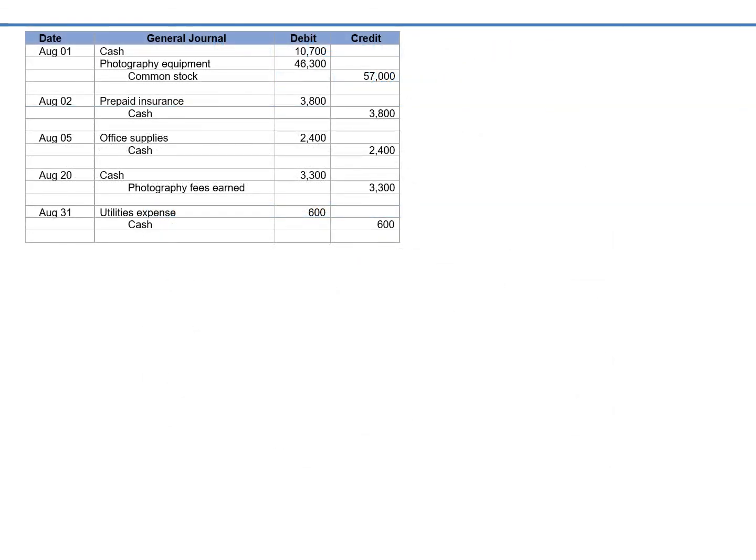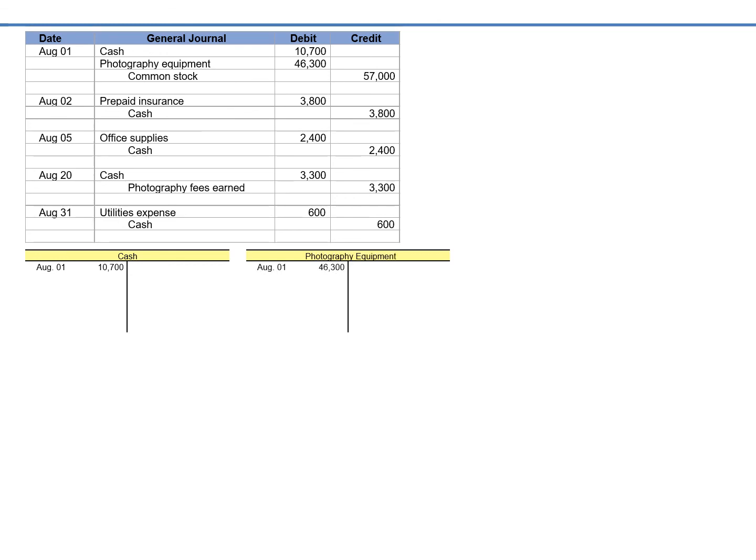All right, so here's all of our journal entries. So let's start with our T account cash. Cash has a debit of $10,700. Debits belong on the left side. Then we have the T account for photography equipment. It's also a debit, so it belongs on the left side. And then we have common stock. Common stock has a normal balance of a credit. It's increased by credits. We have a credit there of $57,000, so it belongs on the right side.